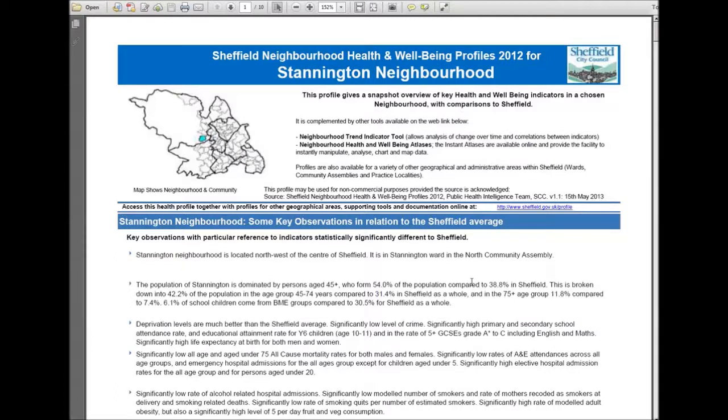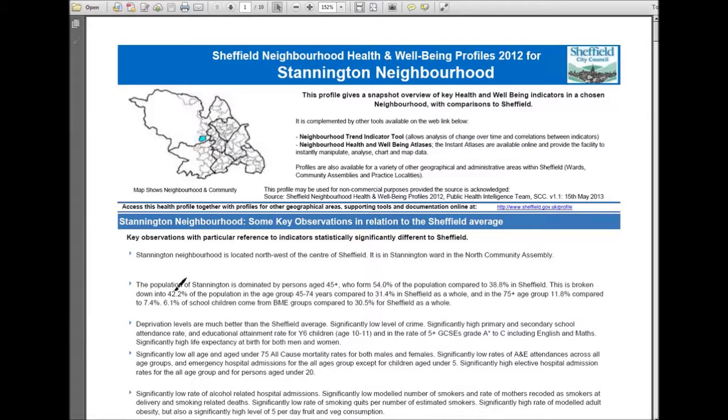Hi everybody, we're going to look at the neighbourhood health profiles. So we're going to have a look at this one here. This is for Stannington neighbourhood, and what you can see here, at the beginning of the neighbourhood profiles that you've been given, there are some key observations, so some particular facts about Stannington, for example where it is, and some important pointers about it.